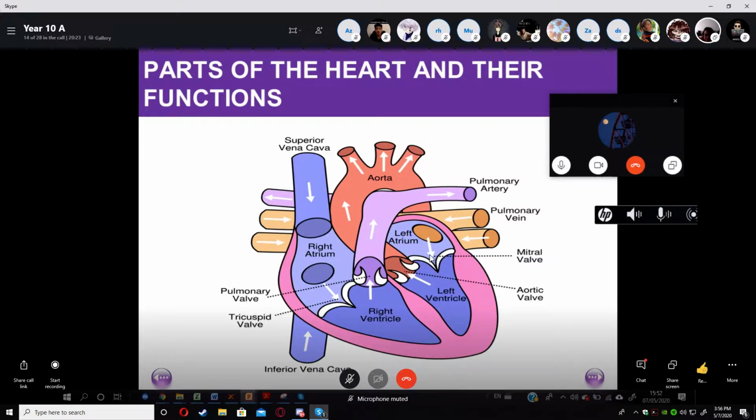When it closes, it makes a sound, lub. Here also, the right atrium contracts and pushes the blood into the right ventricle. When it pushes the blood, this valve, the tricuspid valve, opens and the blood enters the right ventricle.